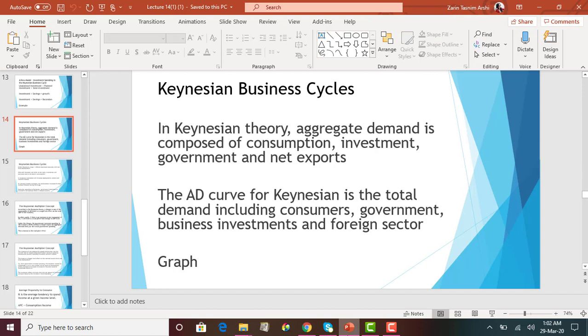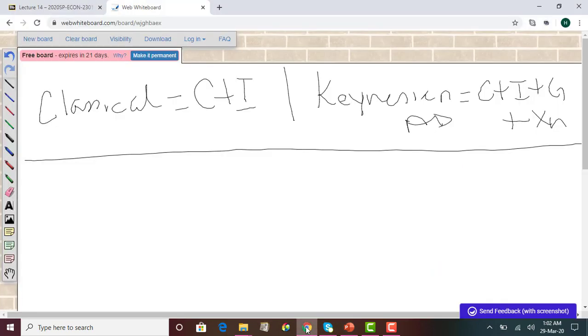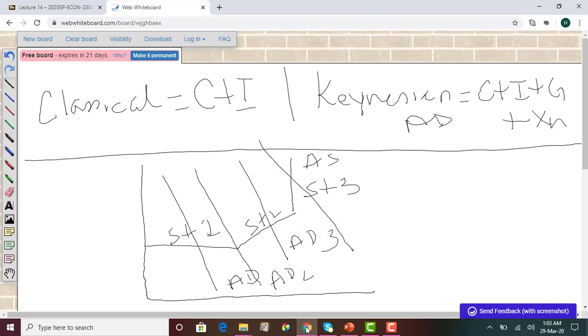So when we talk about the aggregate demand curve, that is actually composed of consumption, investment, government, and foreign sector. Now let's go back and look into the Keynesian analysis, the graph that we looked at when we were looking at demand pull inflation. So if you remember, this was a graph when we have three stages when the supply curve looked different, right? And then this is stage one, stage two, and this is stage three, okay? And then these were the aggregate demand curves, AD2, AD3, and then we had AD4, okay?